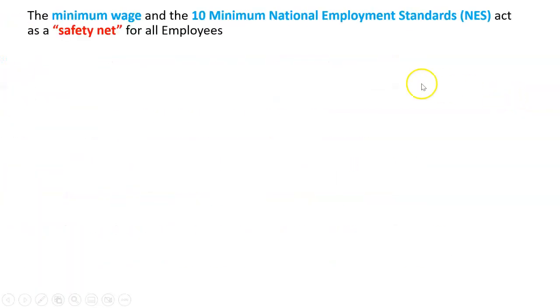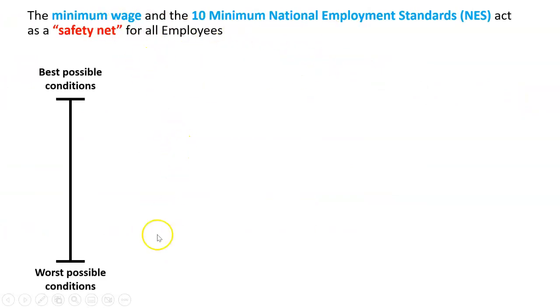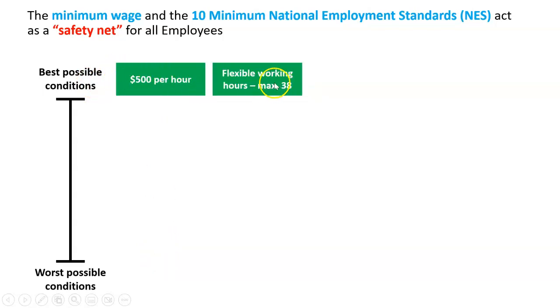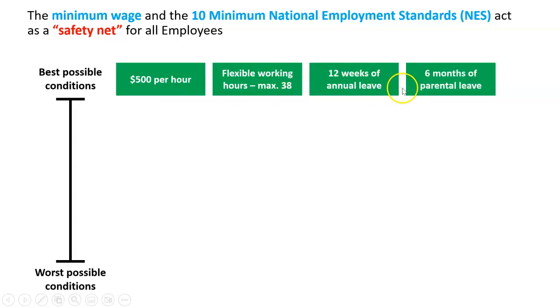What do we mean by that term? Well, we say the minimum wage and the 10 standards act as a safety net. So let's look at it as like a continuum here and say here's the best possible conditions for an employee that could ever be. And here's the worst possible conditions. So let's say in a job, an employer says you'll get $500 an hour, you'll only ever have to work 38 hours a week, I'll give you 12 weeks annual leave, 6 months of parental leave, and so on. So these are conditions better than average.